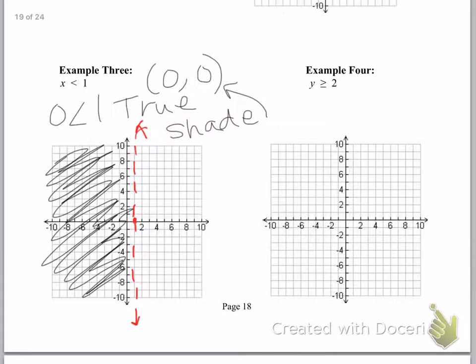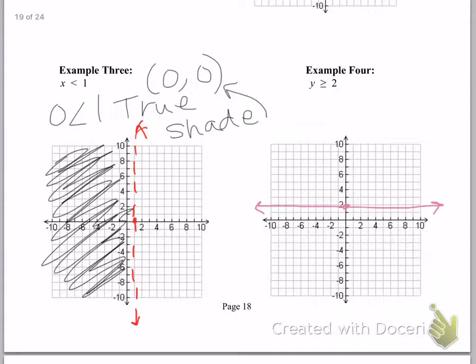We need to graph y is greater than 2. So remember, that's going to cross at your y-axis at 2. So that's going to get you your horizontal line. Well, is this going to be a dashed or a solid line? Well, it has the equal to sign, so it's going to be a solid line.